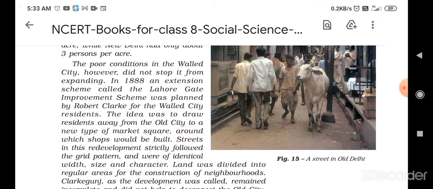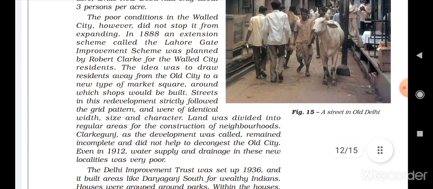The idea was to draw residents from the old city to the new type of market square. Now, what was in this Lahore Gate Improvement Scheme? He had an idea of making a new type of market where people could get attracted. The idea was to draw residents away from the old city to the new type of market square around which shops would be built. Streets in this redevelopment strictly followed the grid pattern.